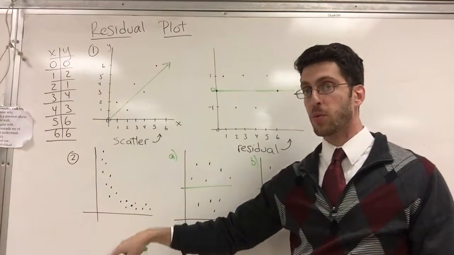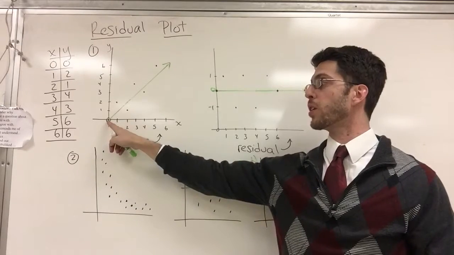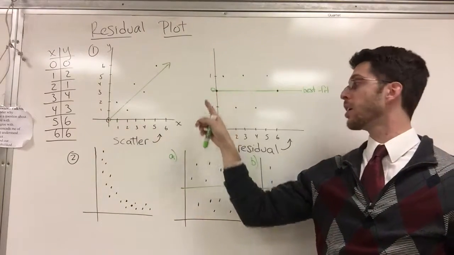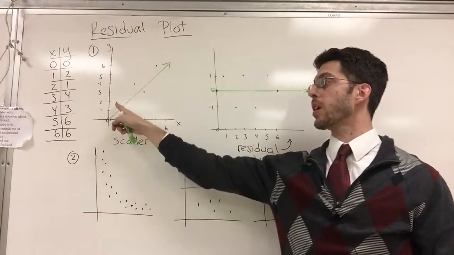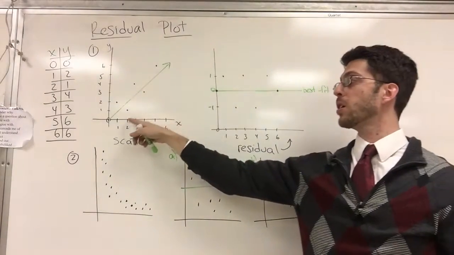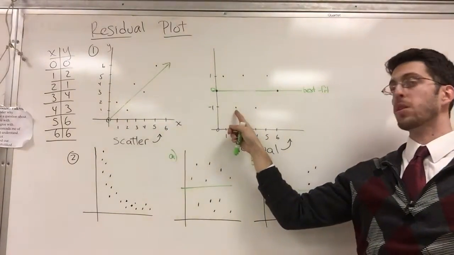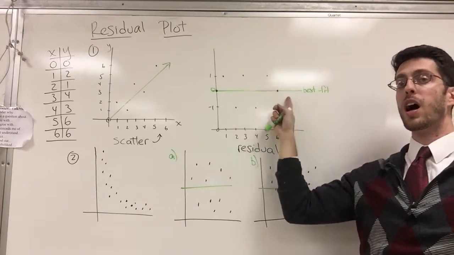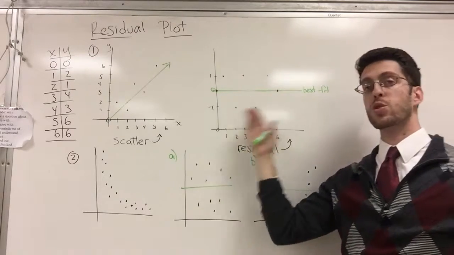Remember, I was wiping off the board. What's left over? This point is actually on the line of best fit, so it's still on the line of best fit. At 1, there was a point above the line, so here's a point above. At 2, there's a point below, here's a point below. At 3, there was a point above, below, above, on. All right, that's what a residual is.